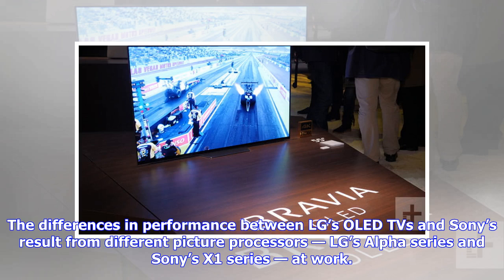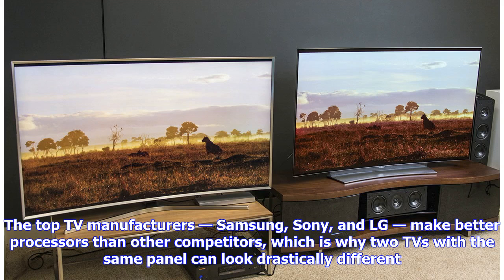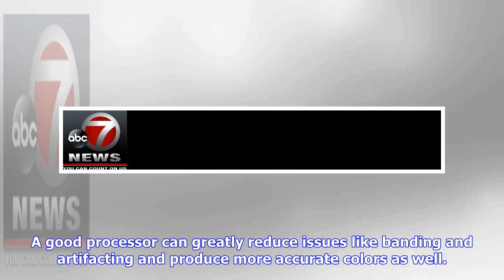The differences in performance between LG's OLED TVs and Sony's result from different picture processors, LG's Alpha series and Sony's X1 series, at work. The top TV manufacturers, Samsung, Sony, and LG, make better processors than other competitors, which is why two TVs with the same panel can look drastically different. A good processor can greatly reduce issues like banding and artifacting and produce more accurate colors as well.